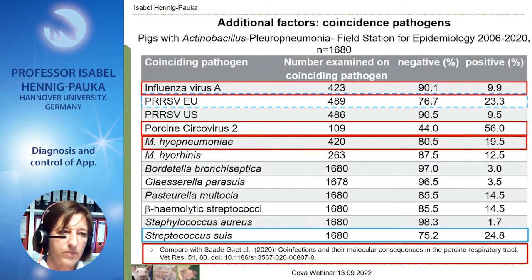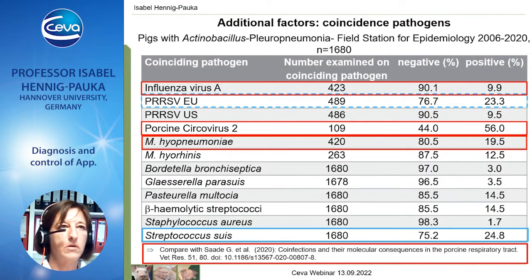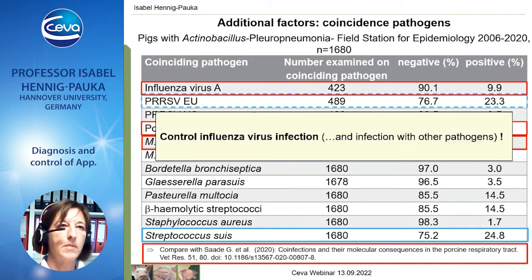And at last, Streptococcus suis: we found in vitro some synergistic effects. I will show you one, and I'm convinced that this agent can also play a role in pathogenesis. But my first recommendation would be to control the influenza virus infection.